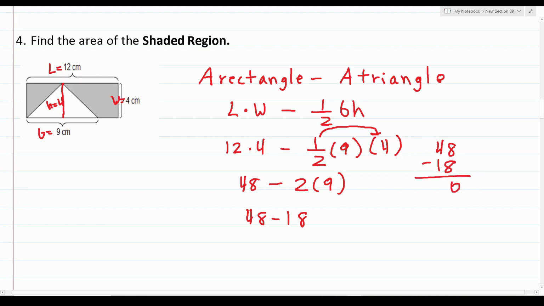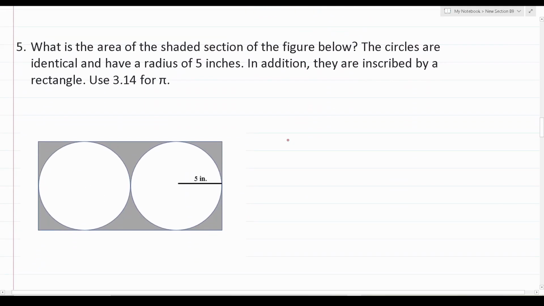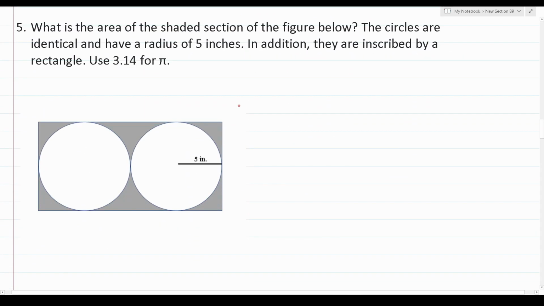8 minus 8 is 0. 4 minus 1 is 3. So the area of the shaded region in this case is 30 centimeters squared. All right, so that's that one. Nothing too difficult there.